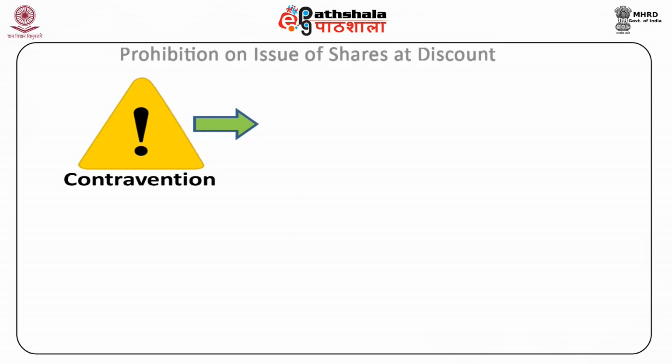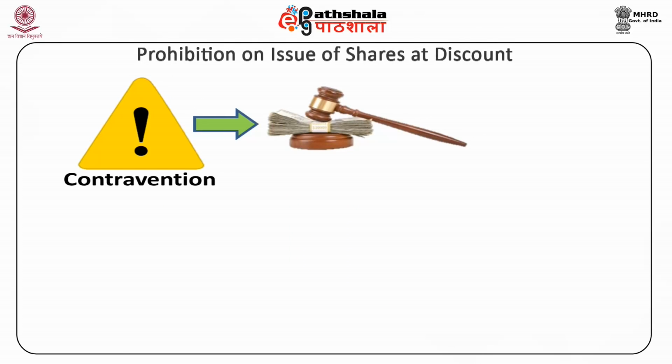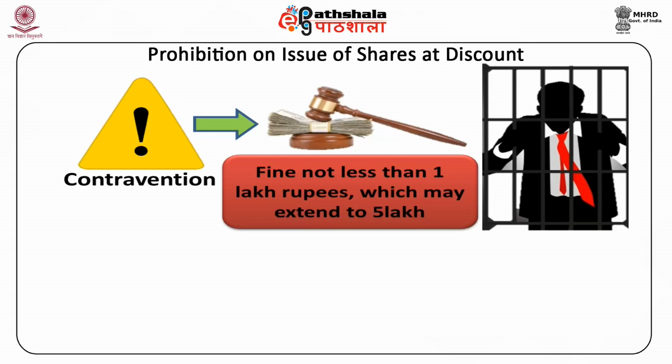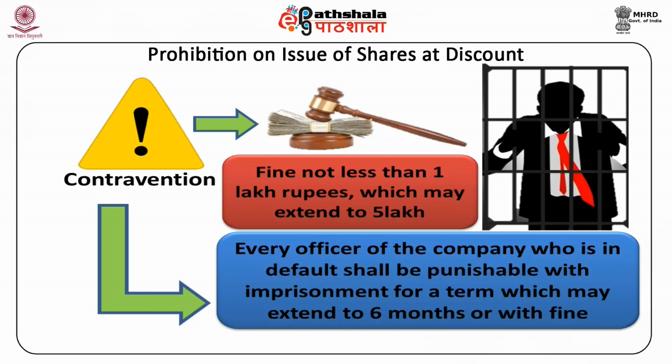Where a company contravenes the provisions of this section, the company shall be punishable with a fine which shall not be less than 1 lakh rupees, but which may extend to 5 lakh rupees, and every officer who is in default shall be punishable with imprisonment for a term which may extend to 6 months, or with fine which shall not be less than 1 lakh rupees, but which may extend to 5 lakh rupees, or with both.